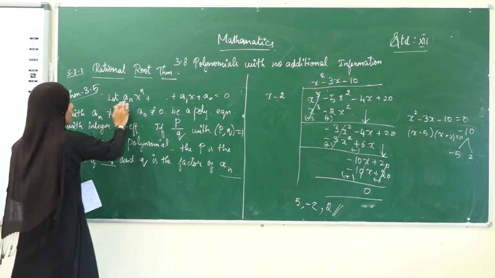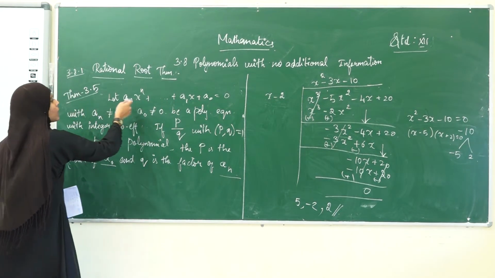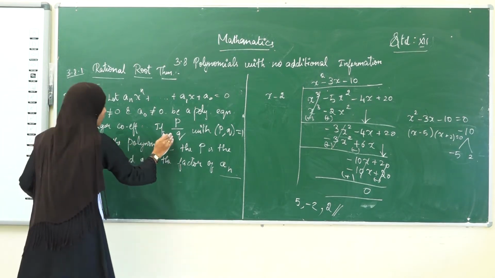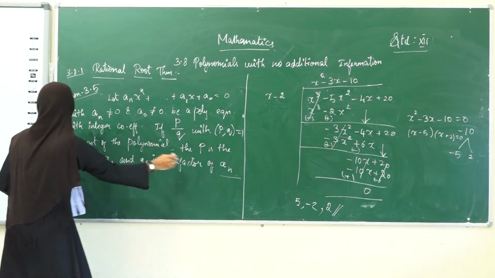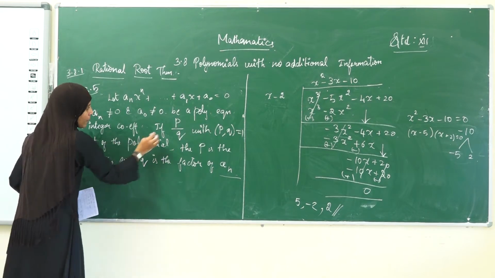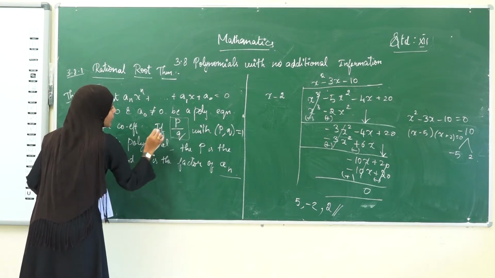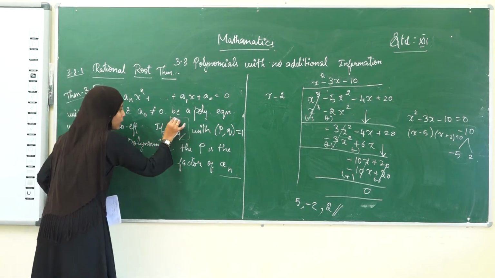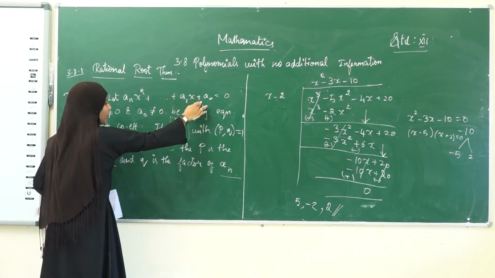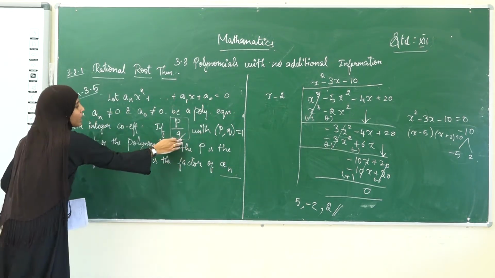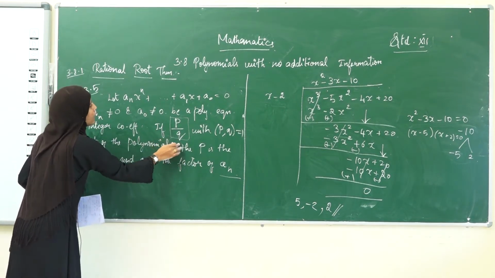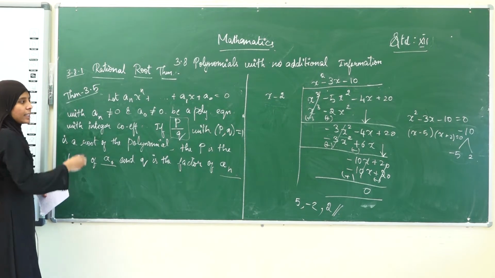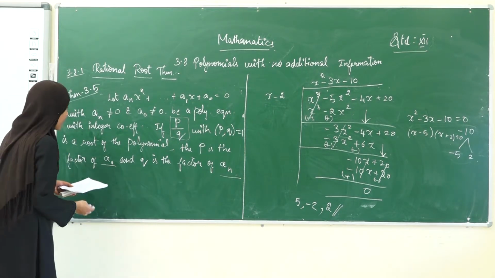They have given a polynomial equation where the leading coefficient and the constant term must not be equal to 0. If p divided by q, with gcd(p, q) equal to 1, is a root of the polynomial, then this p will be a factor of the constant term, that is a_0, and this q, the denominator, will be a factor of the leading coefficient. Okay, when we see the example, you will understand it.